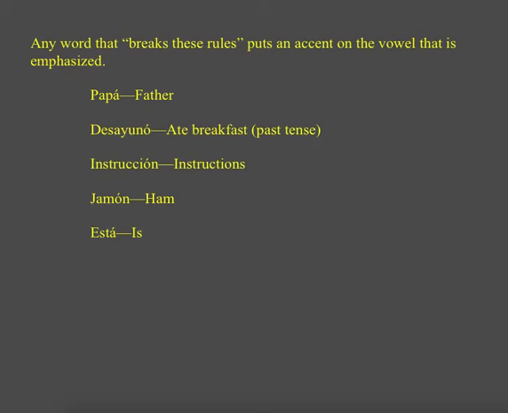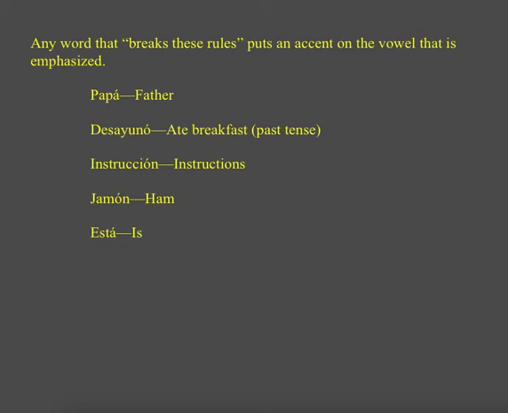Instrucción. Instrucción has an emphasis on the last syllable, even though it ends in an N. Therefore, it's breaking the rules, so we need to write the accent mark. Jamón, similar to the last one. It ends in an N, but it's not following the rules of pronunciation.